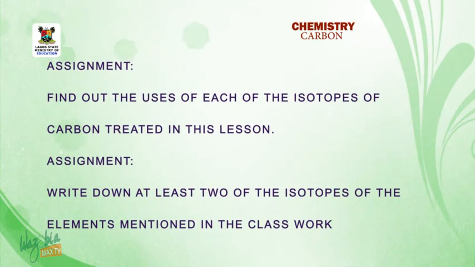Now take down these questions as your assignment before we time out. Number 1, find out the uses of each of the isotopes of carbon treated in this lesson. Number 2, write down at least 2 of the isotopes of the elements mentioned in the classwork.